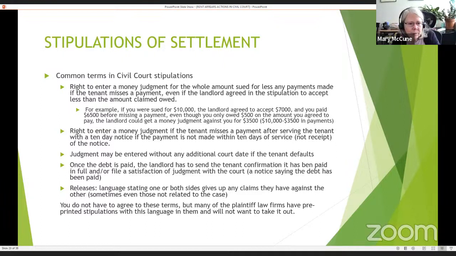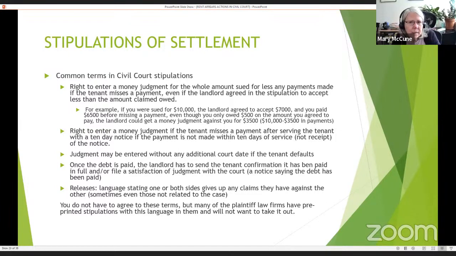So for example, you're sued for $10,000, the landlord says they'll take $7,000. You pay $6,500 out of that $7,000, and then you miss a payment. Even though you only owe $500 of the $7,000 you agreed to pay, the language in the stipulation will allow the landlord to get a money judgment against you for $3,500. The $10,000 minus the amount you paid, the $6,500. So that is something to really read and look at and understand.